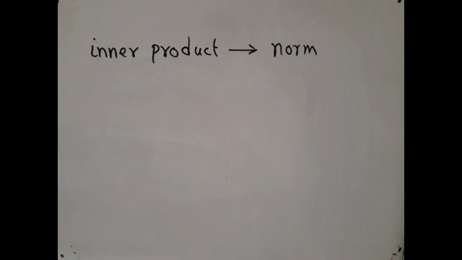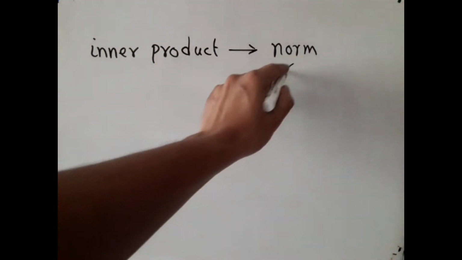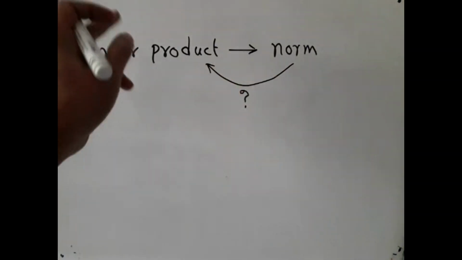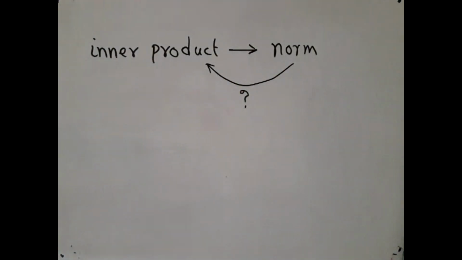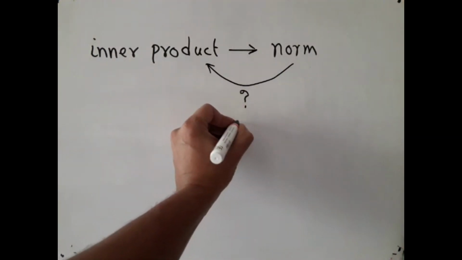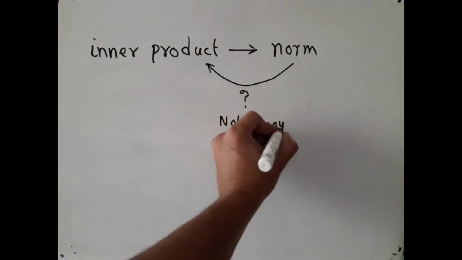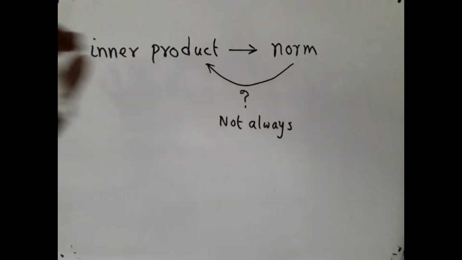Now that we have a definition of norms independent of inner products, we can ask the opposite question. That is, given a norm, does there exist an inner product which will induce it? The answer is not always. That is, there are norms that are not induced by any possible inner product.